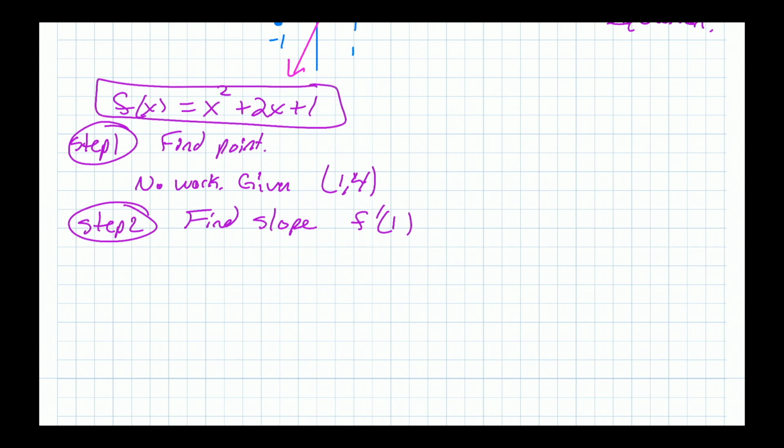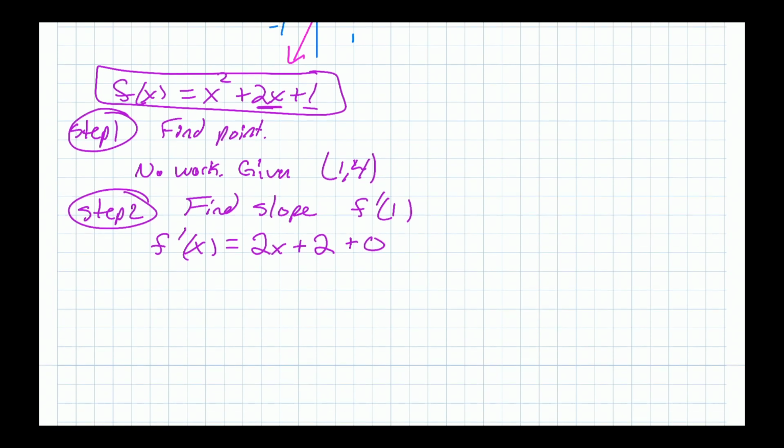We have this. So what is f prime? F prime is the derivative. So this is just power rule. So the derivative of x squared is 2x. Then we have 2x. The derivative of 2x is 2. And then you have the 1, and the derivative of 1 is 0. So my derivative is just 2x plus 2. Now we need to evaluate this at 1.